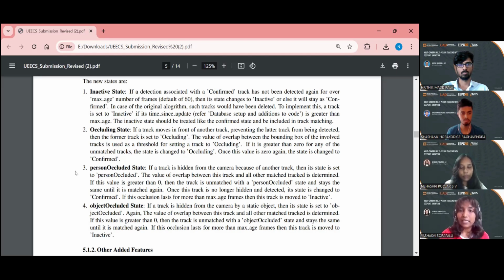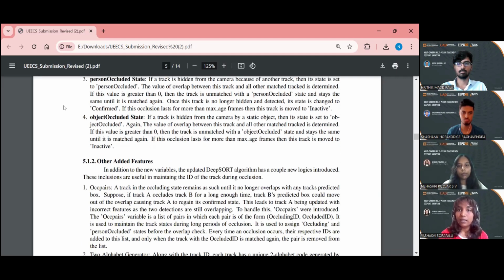Now, coming to the inactive state, that is for when a track disappears for a period of time and you want to reassign it later. In the original DeepSORT, it would have checked for a maximum of 60 frames, and if the track wasn't detected before that, it would automatically delete it. Here, instead of doing that, we add it into a new state called inactive, and it is still eligible for track matching.